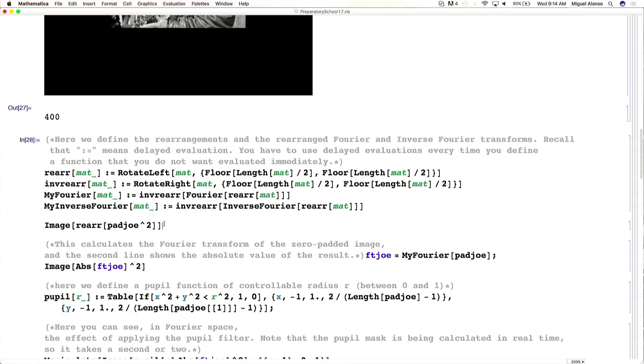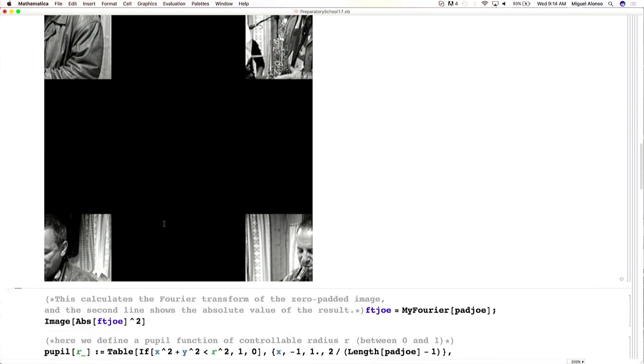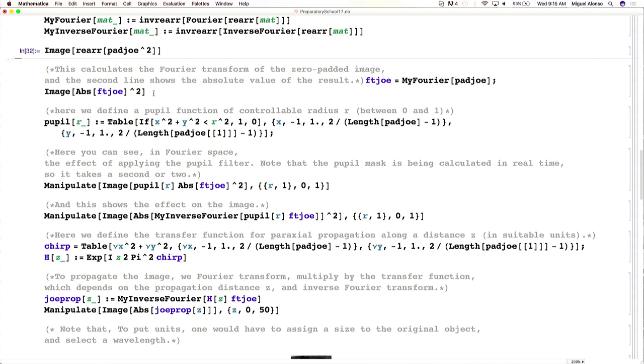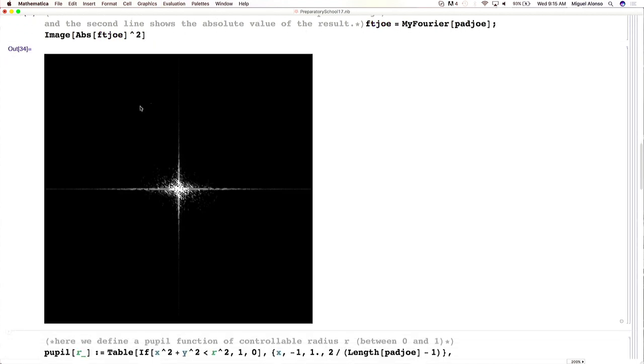So just to show how that rearrangement works, if I apply that to poor Joe, I break it into four pieces, and it's reorganized the way that I needed to do the Fourier transform. So that's Joe's Fourier transform, and again, it's dominated by this line and this line because of the frame.